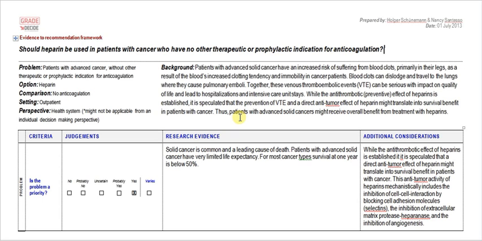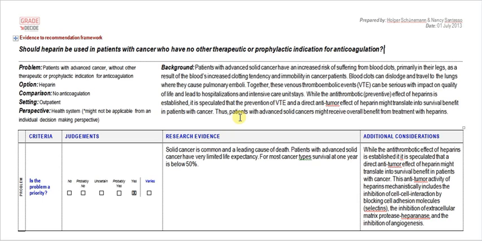The EtR framework facilitates the guideline panel in moving from the evidence they have reviewed to developing the recommendation. It allows the panel to arrive at the direction of the recommendation, whether for or against an intervention option, as well as the strength of that recommendation, whether that be a strong or a weak recommendation.